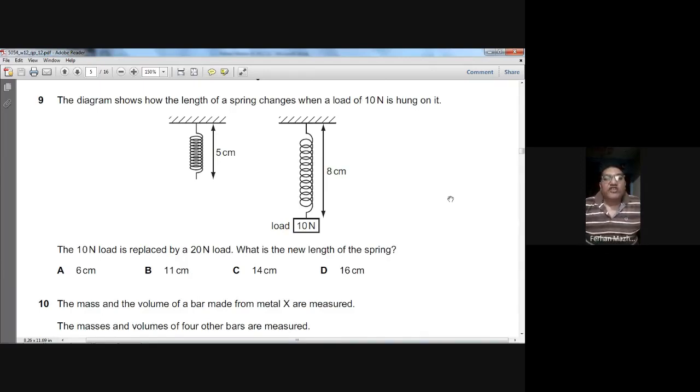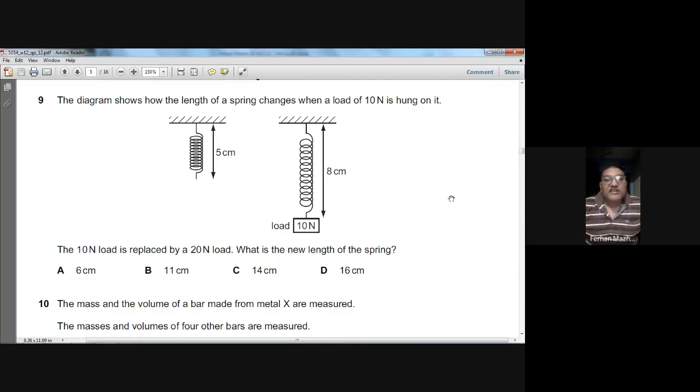Here the unstretched length, which is represented with L naught, is given as 5 centimeter. When you put a weight of 10 Newton, the new length is 8 centimeter. So we can calculate the extension. When a load of 10 Newton is hung, the extension is equal to L minus L naught. L is 8 centimeter minus L naught, 5 centimeter. So the extension is 3 centimeter.